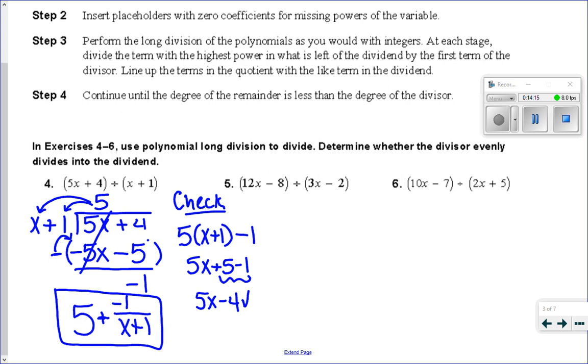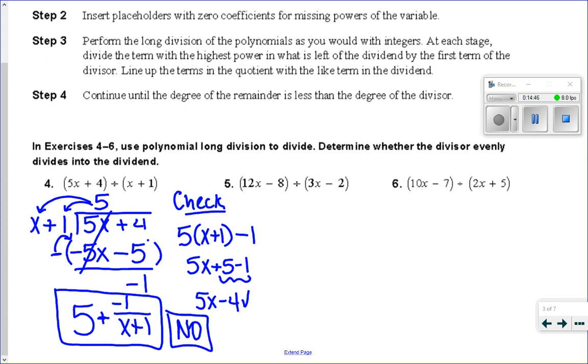Let's try number 5. And part of what they wanted us to do here was, it said, use polynomial long division to divide, then determine whether the divisor evenly divides into the dividend. In this question, it does not divide evenly. If there's a remainder, then the answer is no. So let's go ahead and answer that. So no, we did not go in evenly. We did have a remainder. So our quotient is 5, and then that negative 1 over x plus 1. Okay.